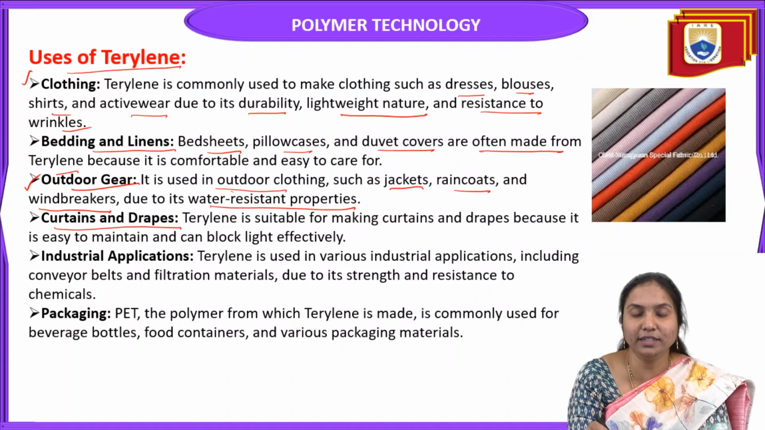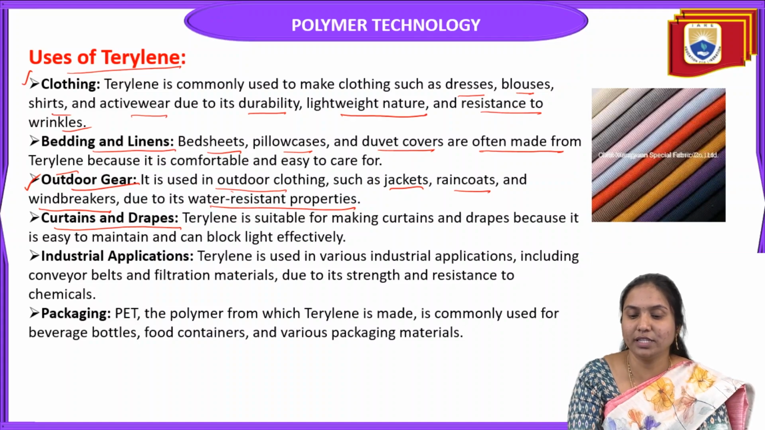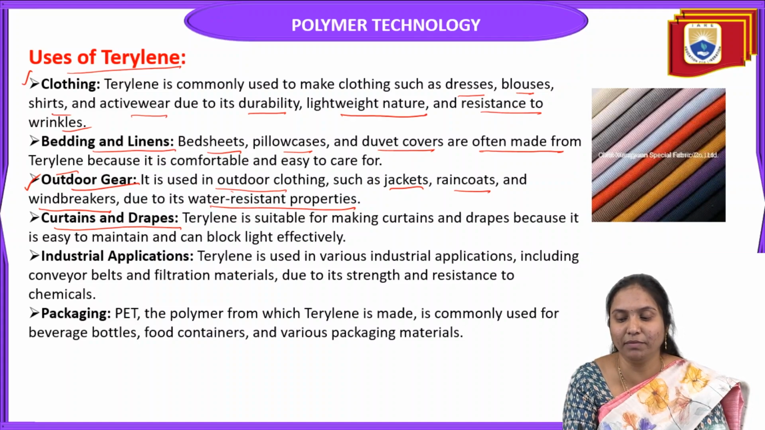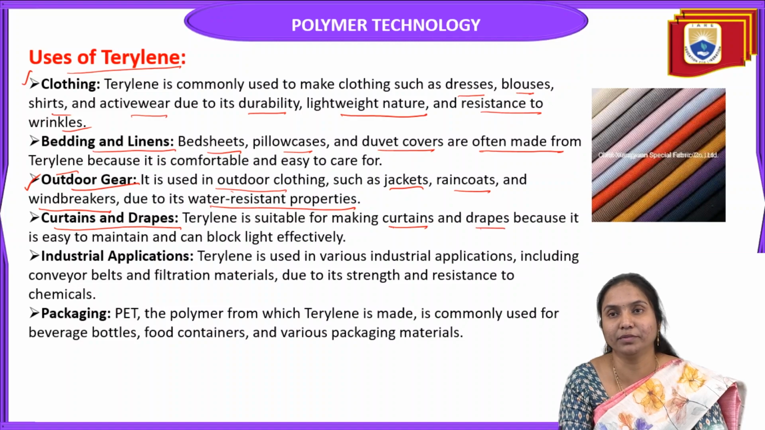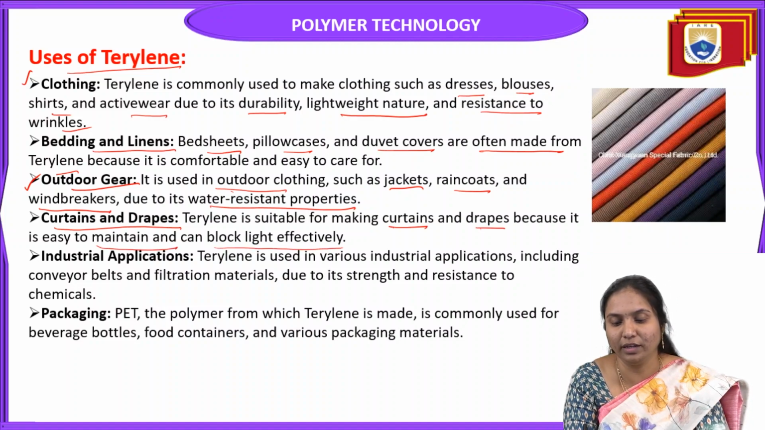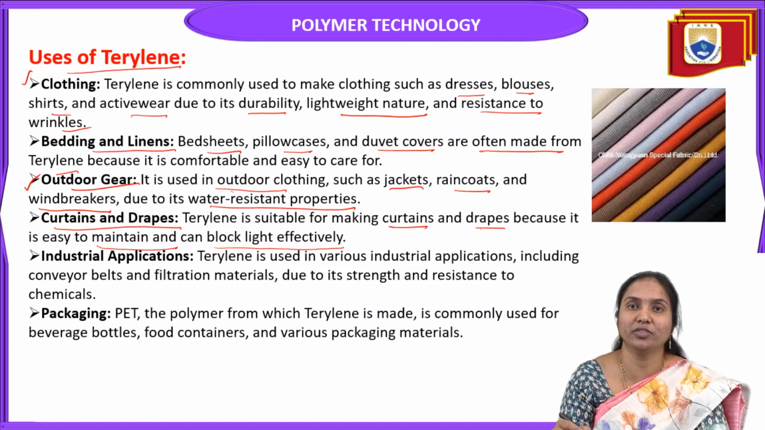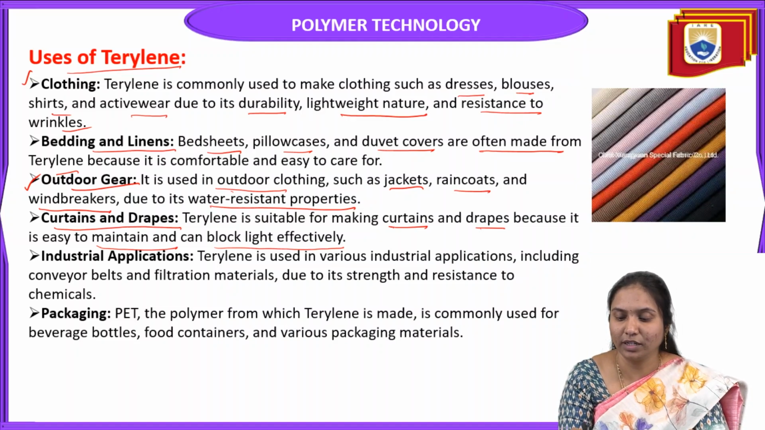And the next one is curtains and drapes. In this case also Terylene is most suitable for making curtains and drapes because it is easy to maintain and can block light effectively. So that's why we mostly prefer Terylene for manufacturing curtains and drapes also.